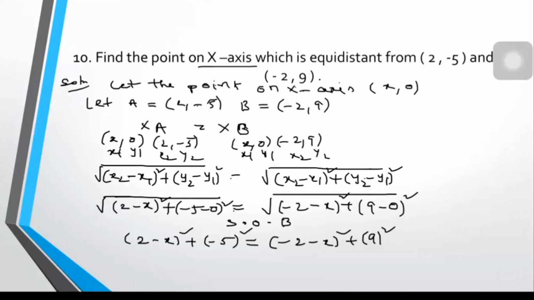So (2 minus x) square is in the form of (a minus b) whole square. So the formula is a square plus b square minus 2ab. Now a is equal to 2 and b is equal to x here. So a square means 2 square, that is 4, plus b square means x square, minus 2ab means minus 2 into 2 into x, that is minus 4x, plus (-5) whole square is 25.